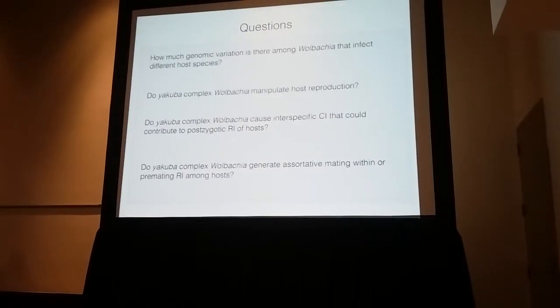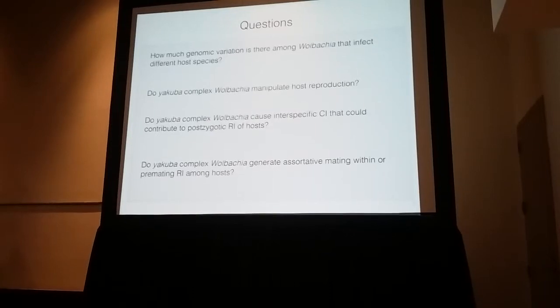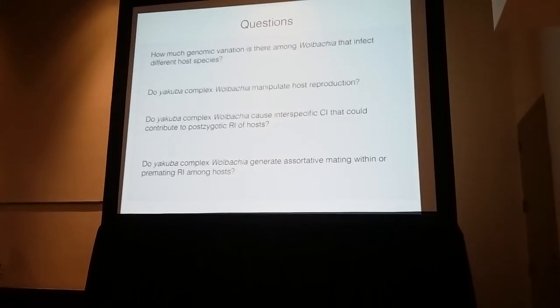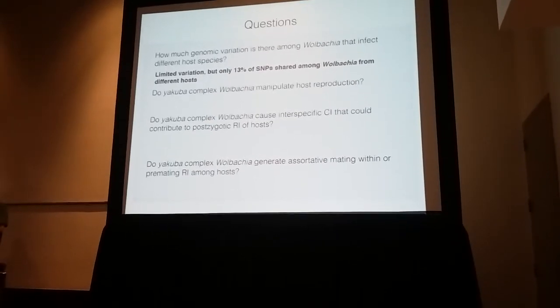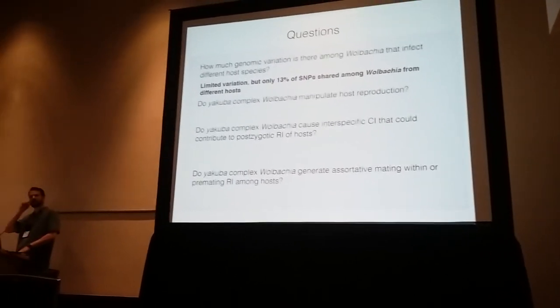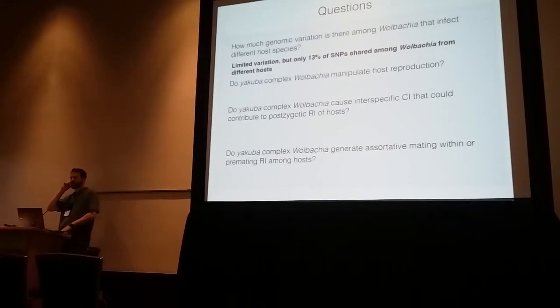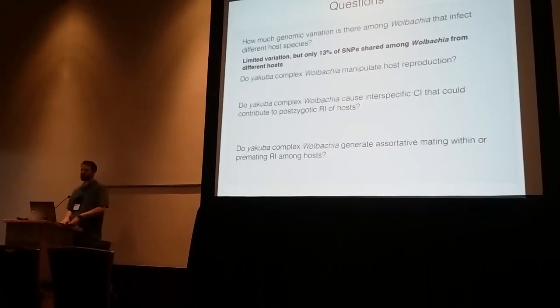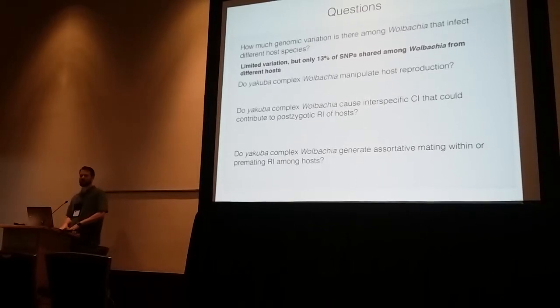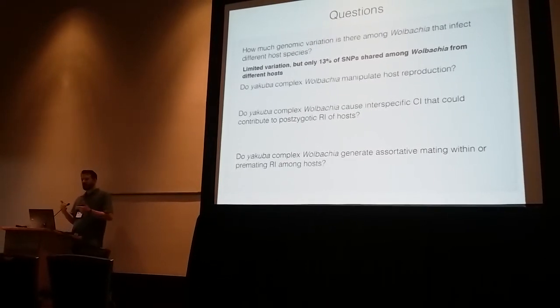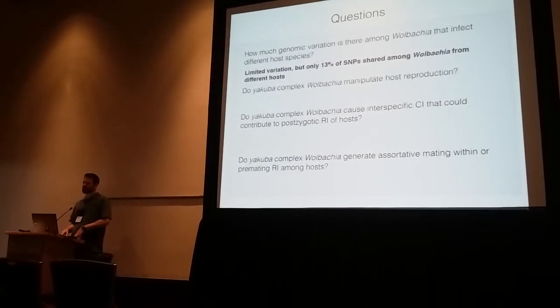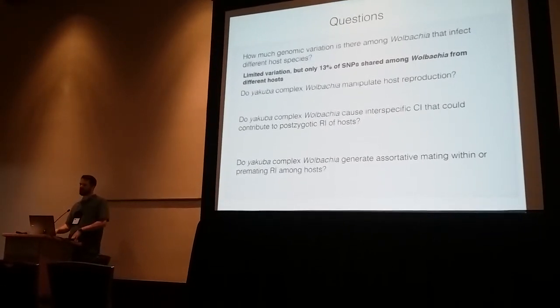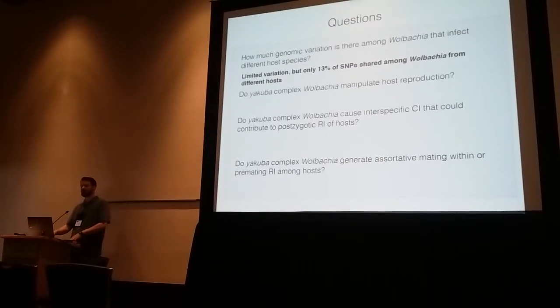So if we come back to these questions we had, we wanted to know how much genomic variation is there among these Wolbachia that infect different hosts. We see that there's limited variation, right? There's about 100 SNPs or so using these Illumina data. We're currently getting PacBio genomes to figure out what these variants are that we see, but only about 13% of the SNPs are shared among Wolbachia from different hosts. So these are not different strains, but the Wolbachia variation we do have seems to be partitioned within hosts, and that phylogeny currently recapitulates the host phylogeny despite being, we think, quite recent infections.